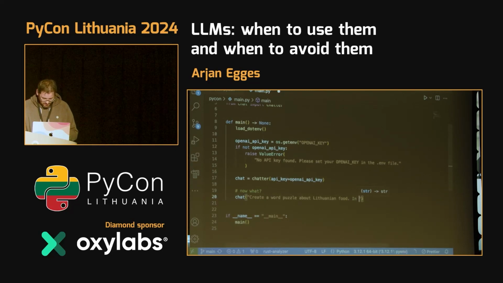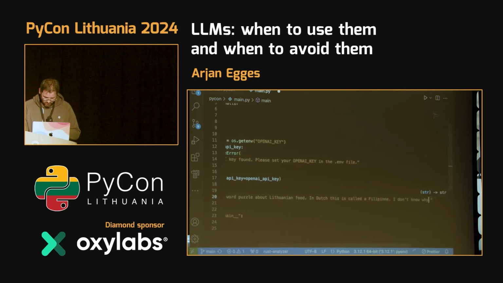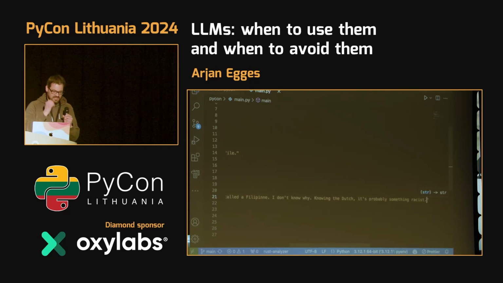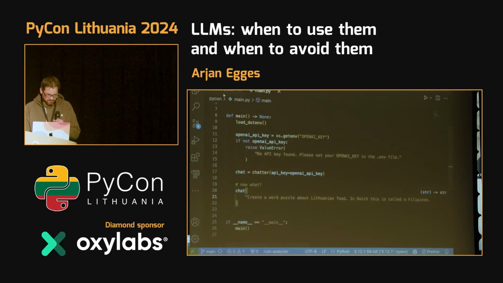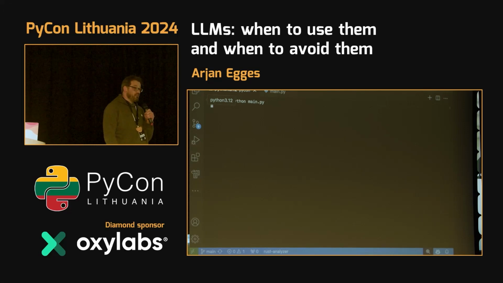So, in Dutch, this is called a Philippine. I don't know why. Knowing the Dutch, it's probably something racist. Okay. Now, let's try that. So I really don't know why it's called Philippine.